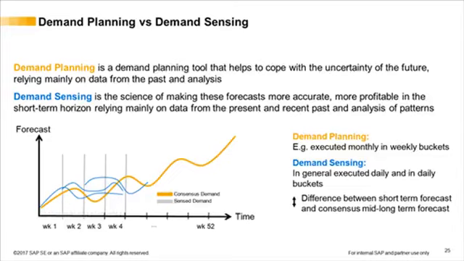So what's the difference between demand planning and demand sensing? Demand planning is a tool that helps to cope with the uncertainty of the future, relying mainly on data from the past and analysis of trends. Demand sensing is the science of making these forecasts more accurate, more profitable, in the short-term horizon, relying mainly on data from the present and recent past and analysis of the patterns.